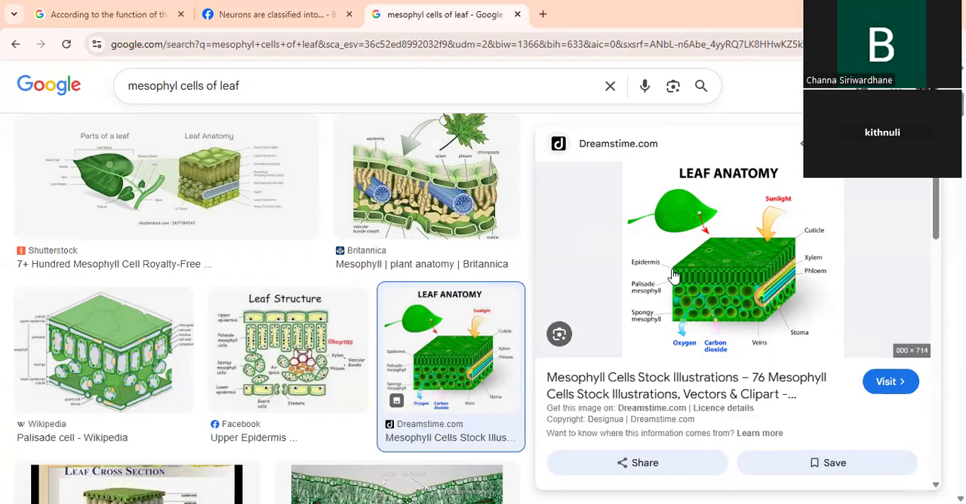Okay? Now this is the cross section of a leaf, right? It shows you the internal tissues. There are xylems and phloems.